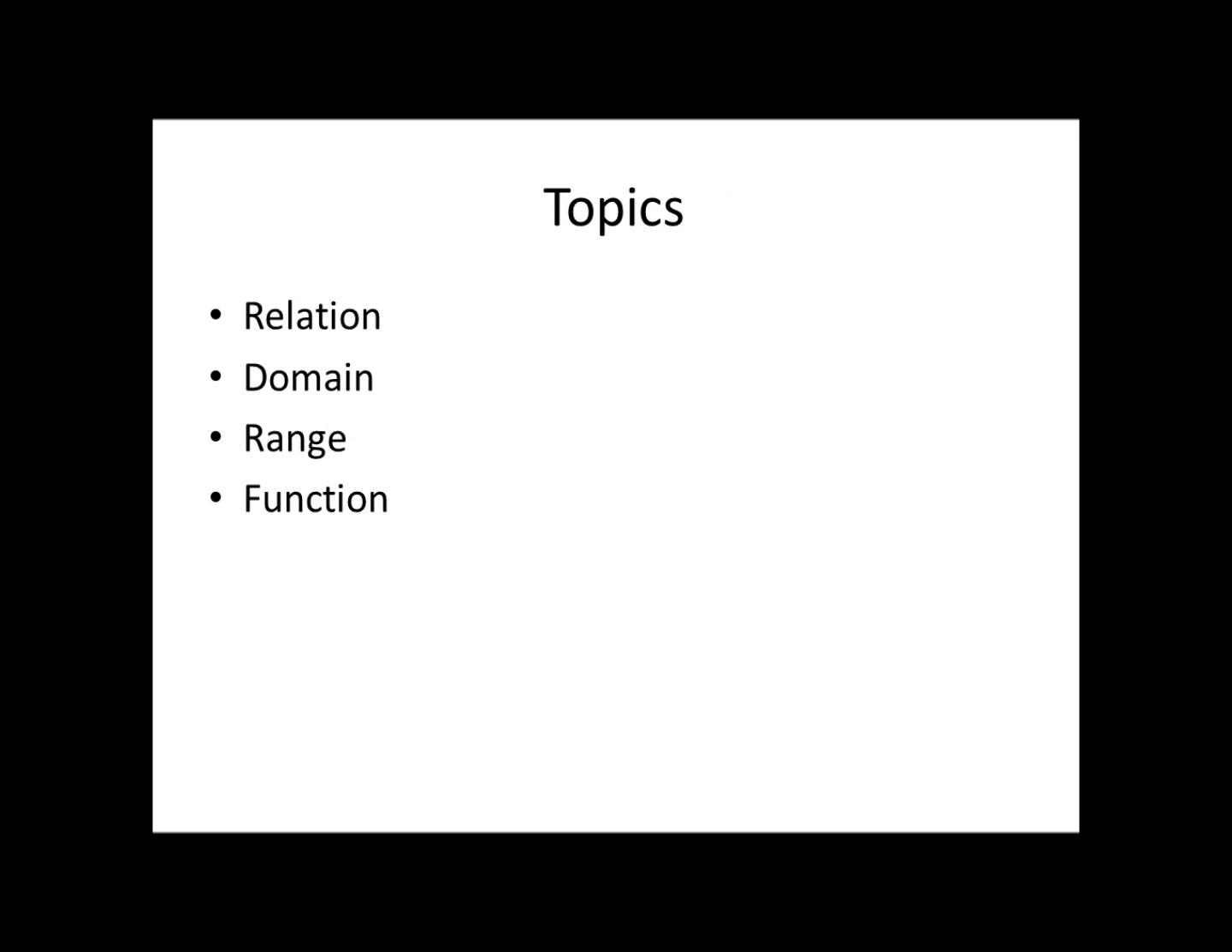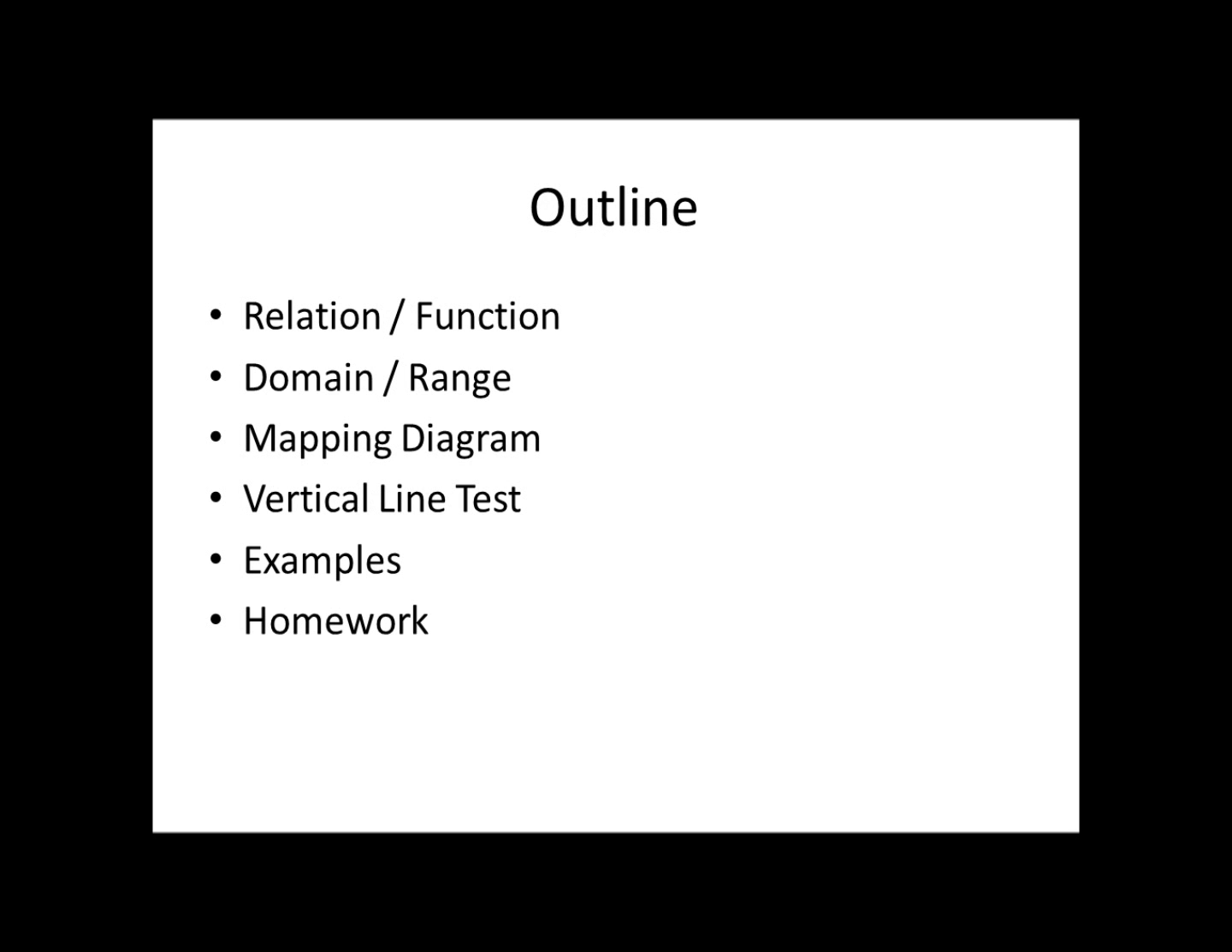Our topics: we're going to talk about what a relation is, what the domain and range for a relation are, and what's a function. How is it different than what a relation is? What we're going to do in this video is start by looking at what a relation is and what a function is. How are they different? What the domain and range are for relations and functions. We're going to talk about what a mapping diagram is. We're going to talk about the vertical line test, and then we'll get to some examples.